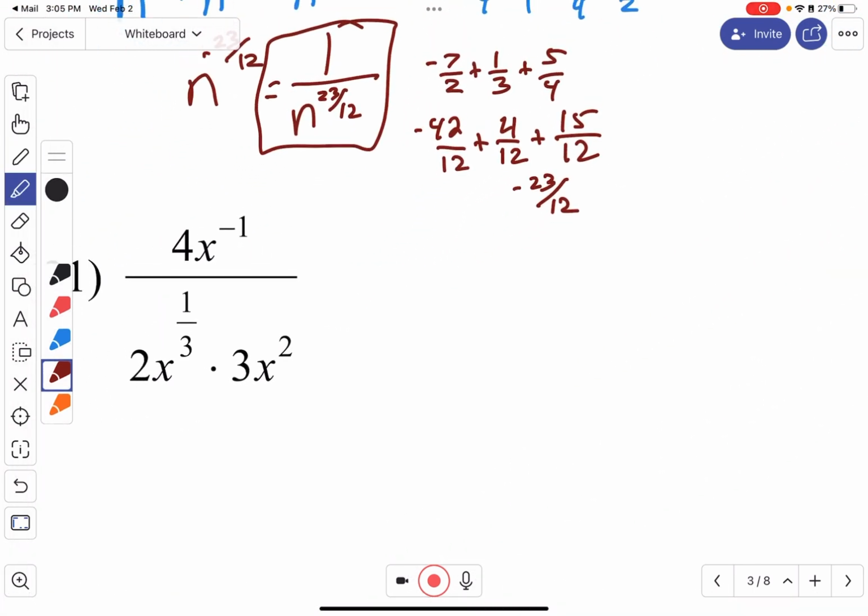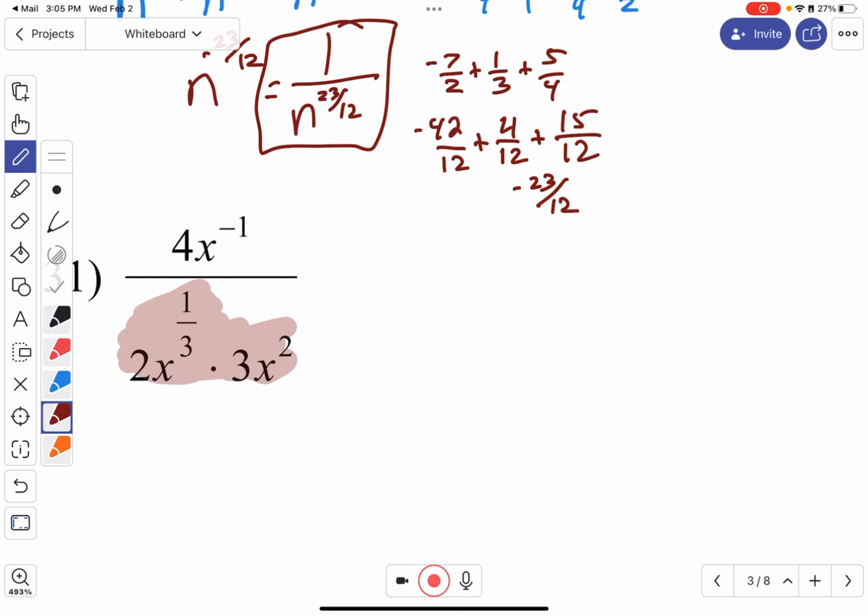$31. So we've got multiple things going on. We have to do this part first. So that's going to be 4x to the negative 1 over 2 times 3 is 6. And we've got to go 1/3 plus 2. So common denominator is 3. So that's x to the 6 plus 1 is 7. So x to the 7/3.